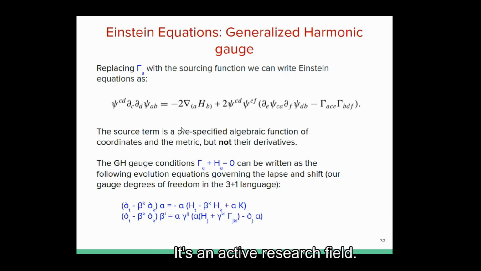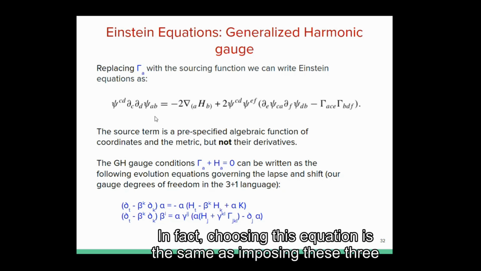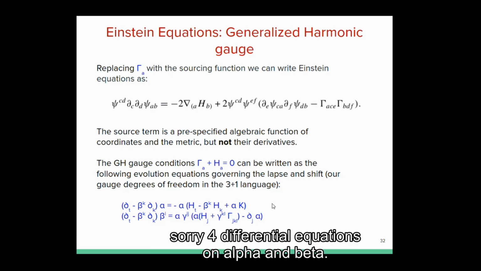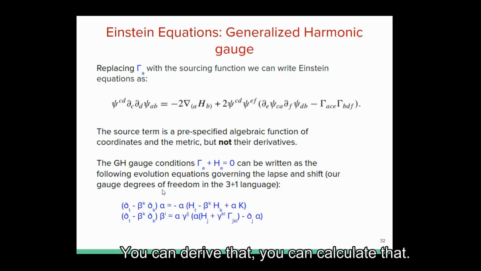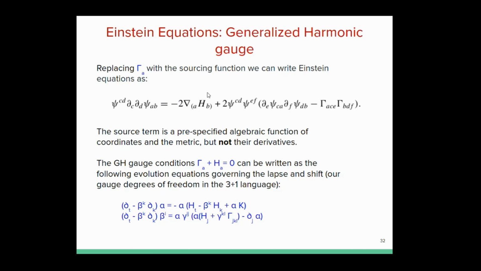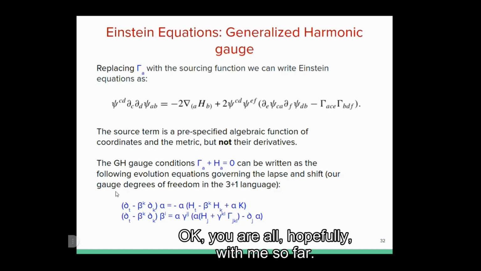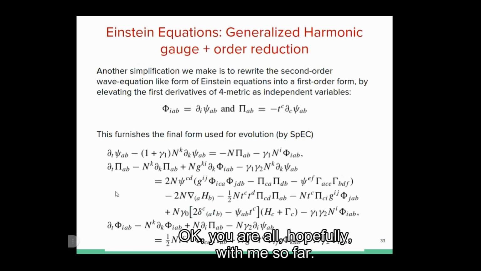It's an active research. In fact, choosing this equation is the same as imposing four differential equations on alpha and beta. You can derive that. You can calculate this equation, which is so innocuous looking, actually translates to this mess right here. Okay. Are people hopefully with me so far?